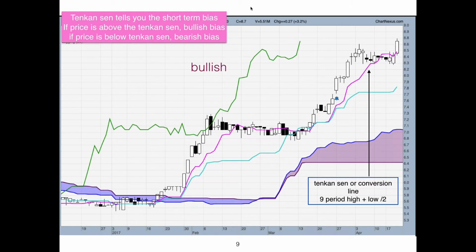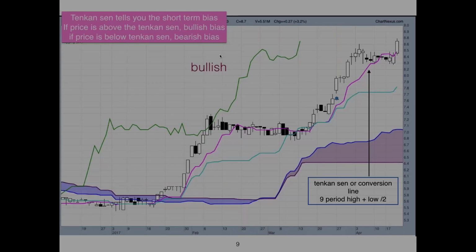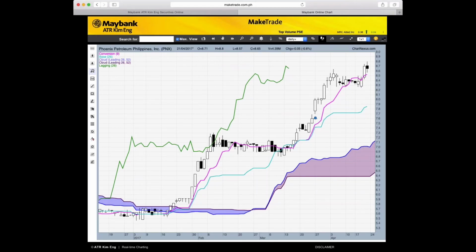It is computed by adding the high and the low of the last 9 days and dividing that by 2. So it shows you the midpoint of the highest high and the lowest low for the past 9 days. Now here are examples of some securities that are trading above the Tenkan-sen. PNX, the price of PNX tried to break below the Tenkan-sen line for the past few days, but it closed the week above the Tenkan-sen line. So the momentum for PNX is still intact.